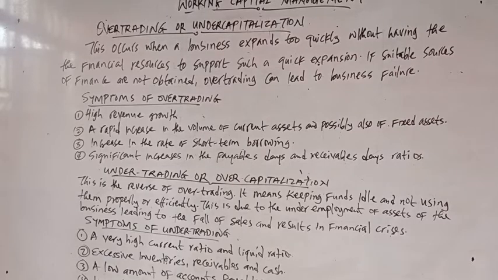Overtrading occurs when the business expands too quickly without having the financial resources to support such a quick expansion. What do I mean by that? That is to say, the capital employed in the organization is not enough for you to expand as quickly as you are expanding.